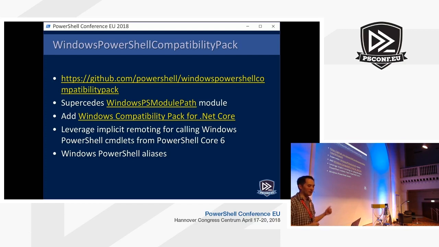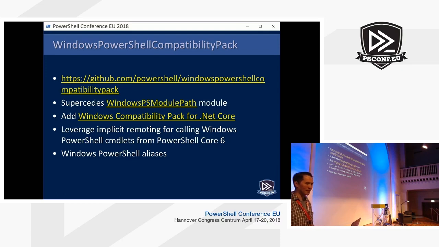If you go to this URL, right now you'll just find a README. I'm hoping to have a preview release that includes the R module that was demoed that Bruce is writing, as well as encapsulating the Windows PS module path module, which I'm going to demo soon, as well as adding the Windows Compatibility Pack for .NET Core. That's not a PowerShell thing, but basically what that does is it adds a whole ton of additional APIs that are not part of Core Framework. So you'll get back stuff like ADSI, you'll get the old WMI APIs back actually.